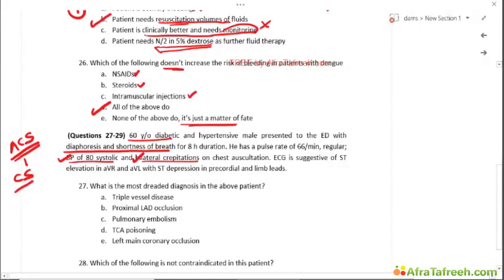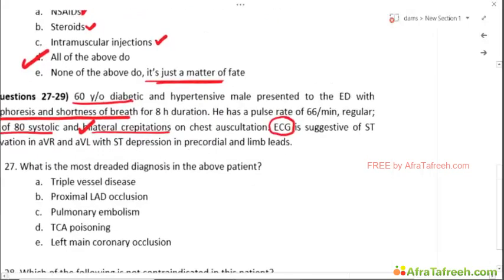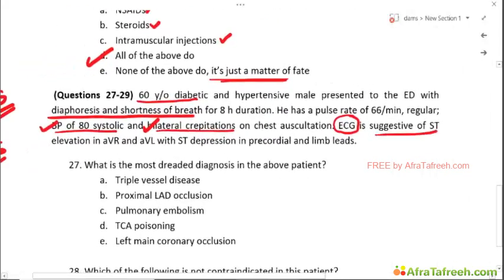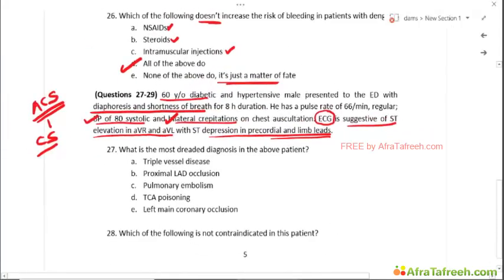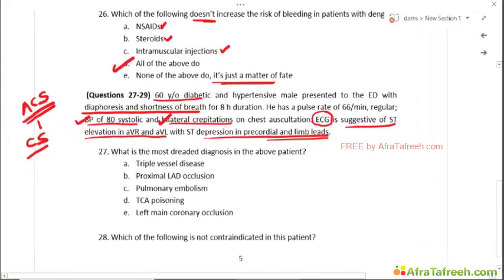shock. Right? Now the next prudent step will be to get an ECG done. So correctly, an ECG was done and it is suggestive of an ST elevation in AVR and AVL with ST depressions in all the precordial and limb leads. Okay. So this is an interesting one. You need to understand what ST elevation in AVR means.